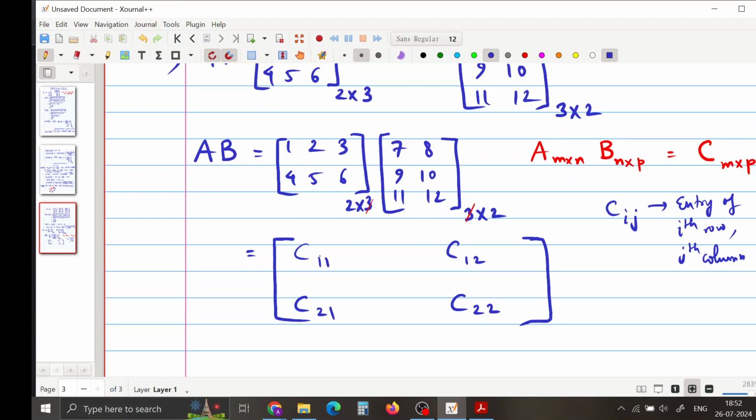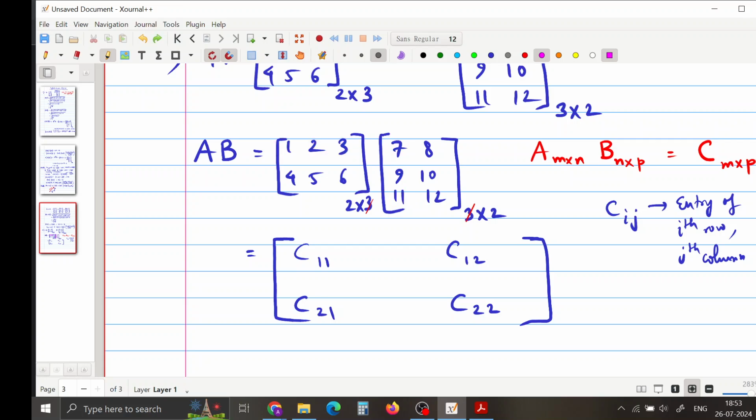So in order to find C11, the element of first row and first column, what do you do? You have to take the first row of the first matrix, this row, and the first column of the second matrix, this column, and perform their inner product. That will give you C11. If you take the pointwise product of these two vectors, it's simply 1 times 7 plus 2 times 9 plus 3 times 11.